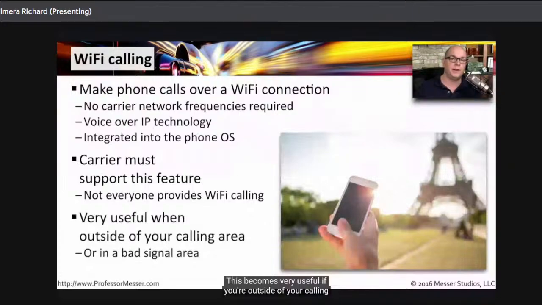This becomes very useful if you're outside of your calling area or you're in an area where there's a bad cellular signal. You can instead connect to a Wi-Fi network and make phone calls as normal.